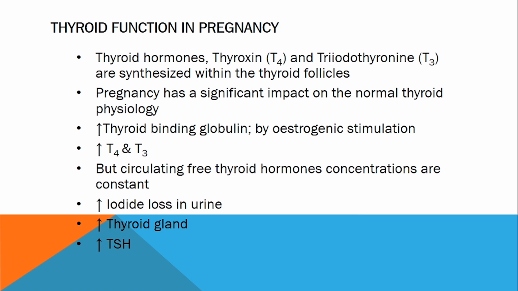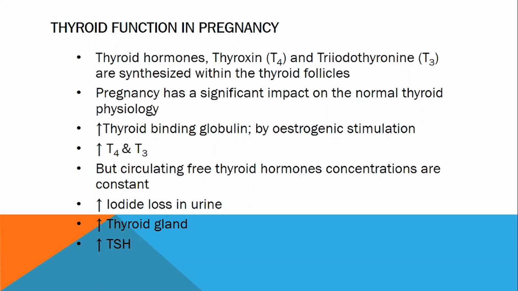Generally, thyroid hormones T4 and T3 are synthesized within the thyroid follicles. Pregnancy has a significant impact on normal thyroid physiology. And in pregnancy, there is increased thyroid binding globulin, primarily by estrogen stimulation. And this brings about an increase in total thyroxine, T3 and T4. But circulating free thyroid hormone concentrations are constant.